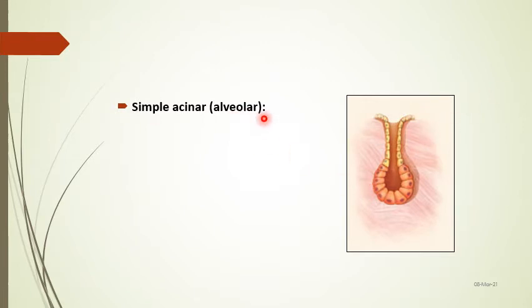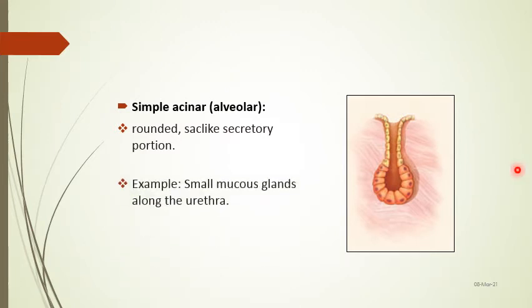Simple acinar or alveolar: the secretory portion is sac-like, rounded, with one duct. Example: small mucus glands found along the urethra. Small mucus glands along the urethra are simple acinar.